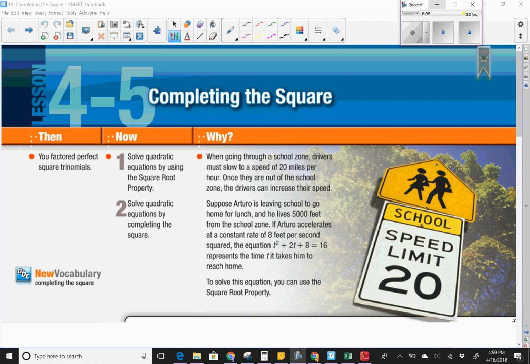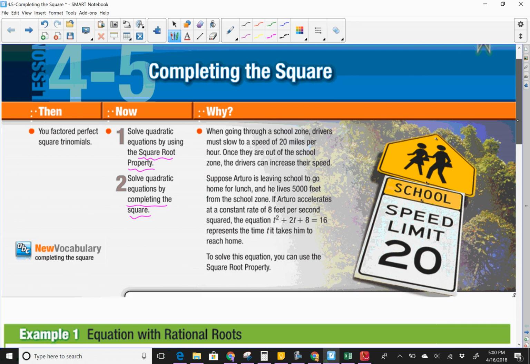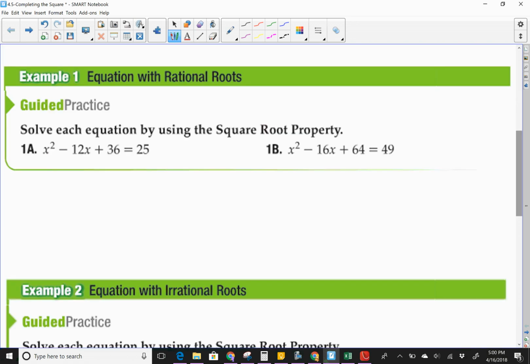Okay, this lesson is 4-5 out of your textbook, and it is covering the concept of completing the square. One part of completing the square is using the square root property. So the first kind of examples that we're going to do are going to show you that if you can recognize what a PST is, PST stands for perfect square trinomial.